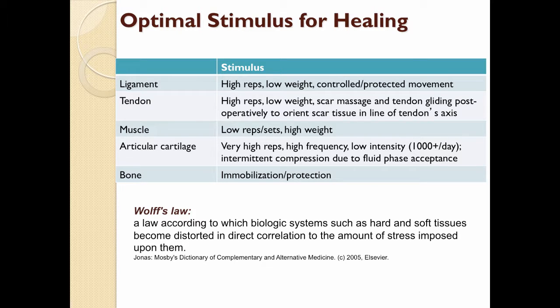So whenever we're trying to influence healing tissue, we've got to remember which type of tissue it is. Is it a ligament, a tendon, a muscle, cartilage, or bone? And we want to adjust our exercises as far as our repetitions, our weight, and the intensity and frequency that we're doing the exercises. So for ligament, we need pretty high repetitions, but low weight.